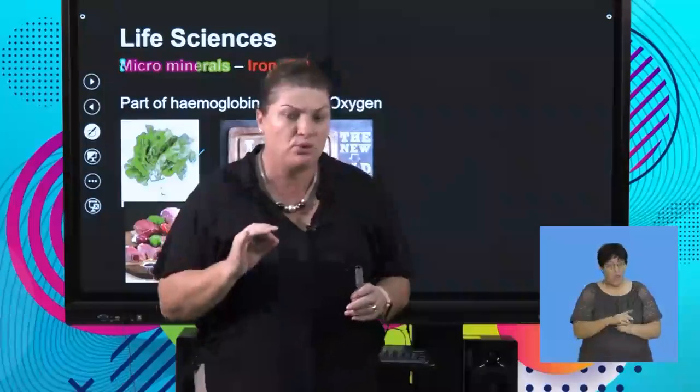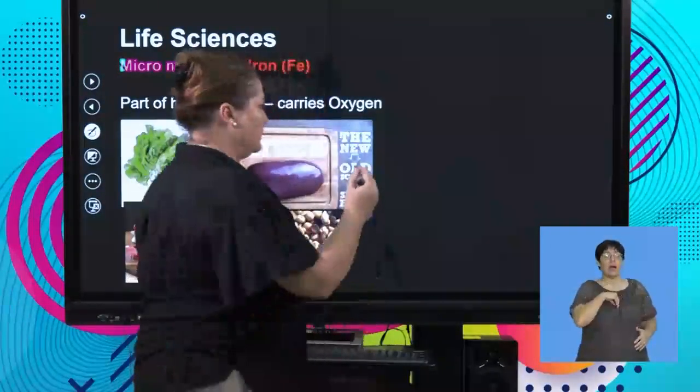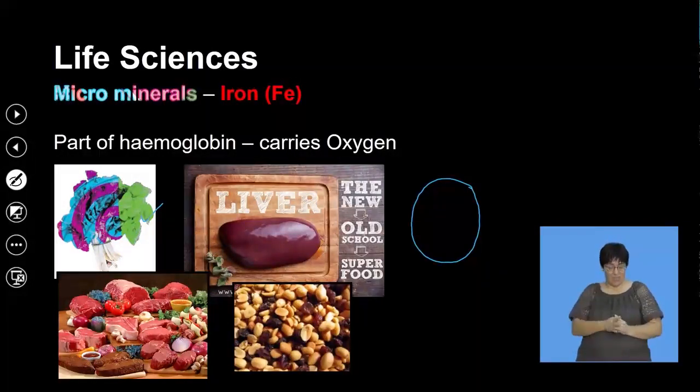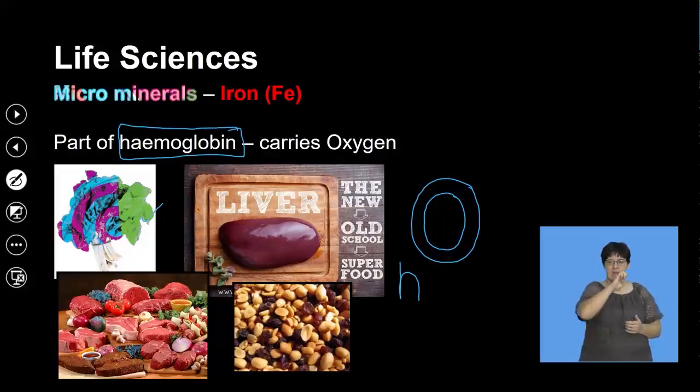Why is it so important? Inside your body, you have got red blood cells, and they look like that. And inside the red blood cell, you've got an iron substance, a pigment. It's called hemoglobin. And what happens when we breathe in?